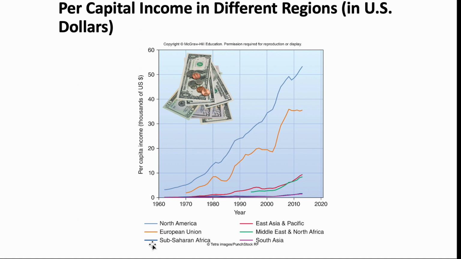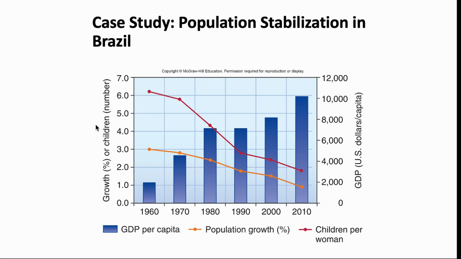China's rise as their economy really has grown in the past 50 years. But we have these less developed regions in red, green, and purple: East Asia and the Pacific, Middle East and North Africa, and then South Asia. So there is a lot going on with this figure. It has actually two y-axes.